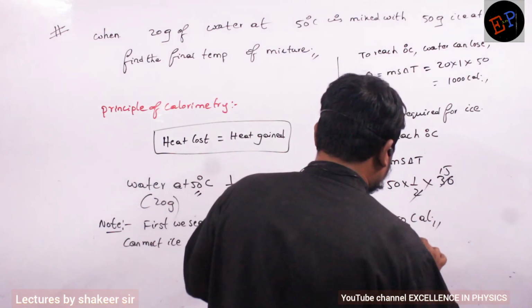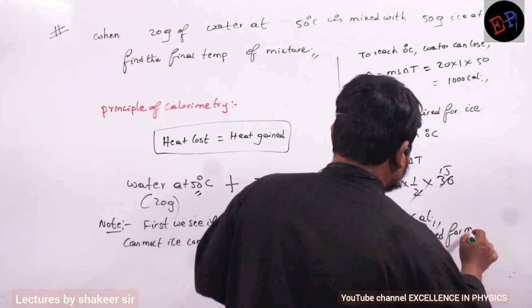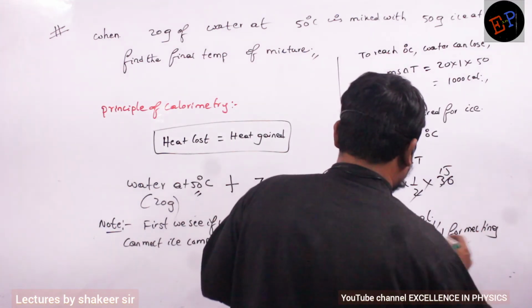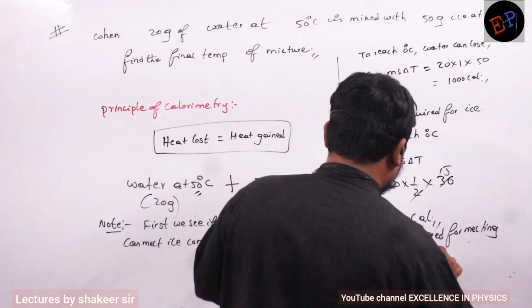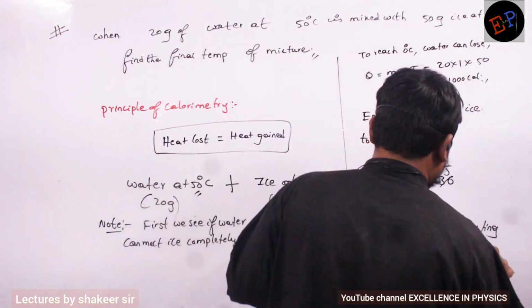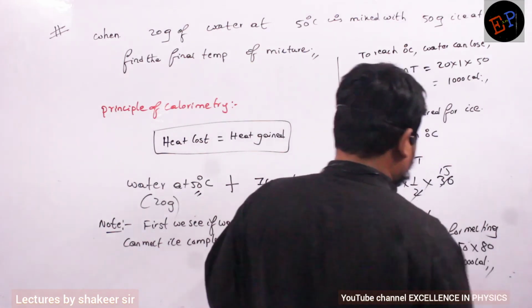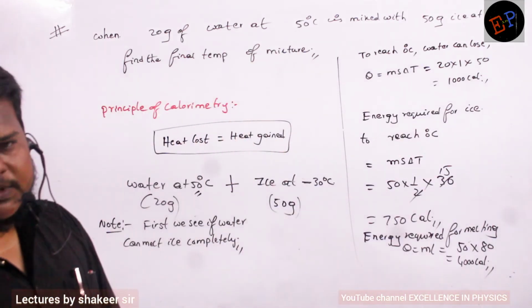Energy required for melting. For melting, which is the formula? Q is equal to ml. Mass is how much ice? 50. Latent heat of fusion? 80. 80 times 50 is 4000. So 4000 calories is required.